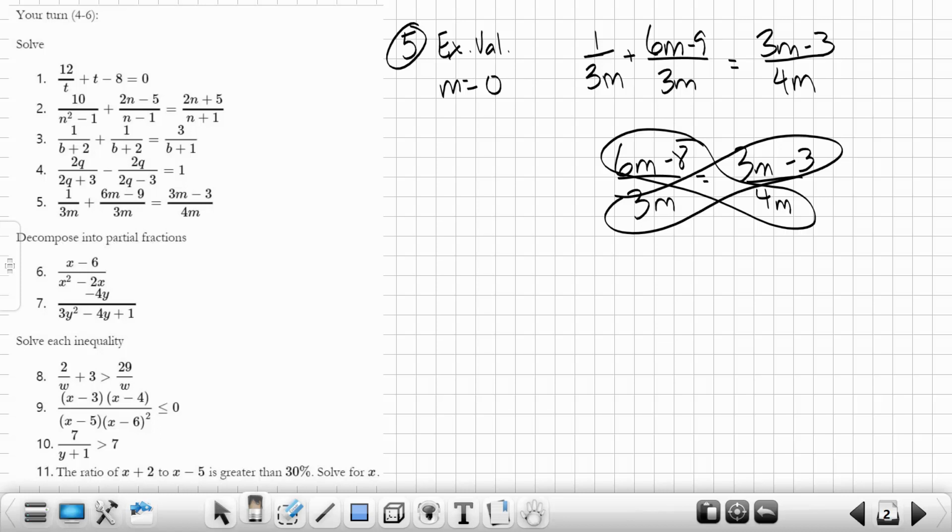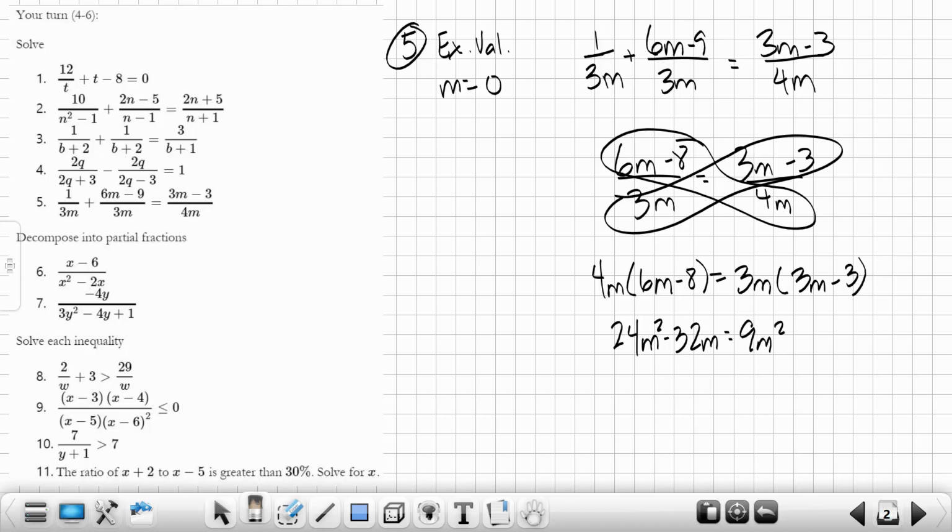So I get 4m times 6m minus 8 is equal to 3m times 3m minus 3. So we get 24m squared minus 32m equals 9m squared minus 9m. When doing that, do we have to write the middle step, or can we go straight to it? If you can distribute in your head, you can go straight to this.